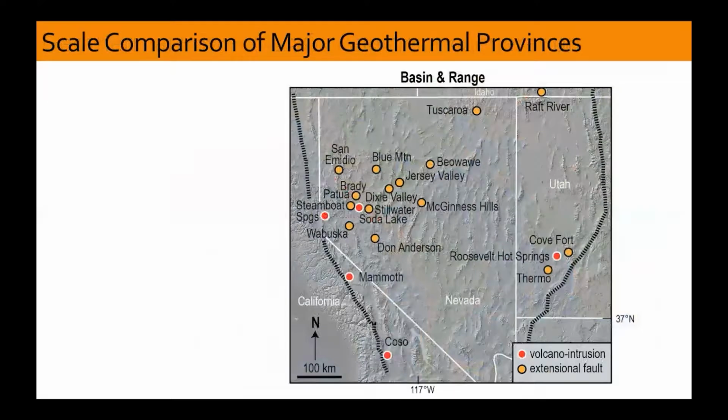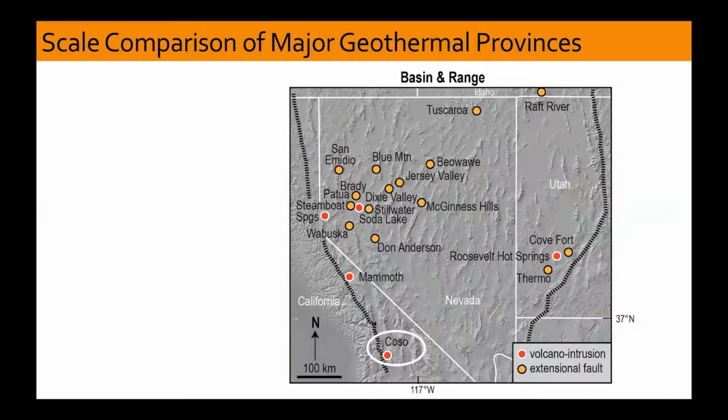Let's start with the Basin and Range, which covers most of the state of Nevada, but also incorporates the western part of Utah and the eastern edge of California. These three states are the top producers, with California ranked first, Nevada second, and Utah third. Within the Basin and Range, there is a total of about 1,000 megawatts of generating capacity across 20 producing fields.